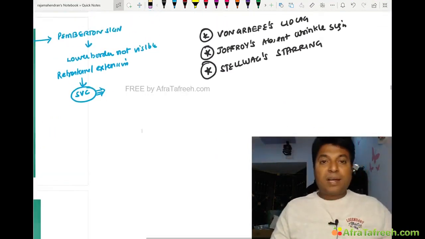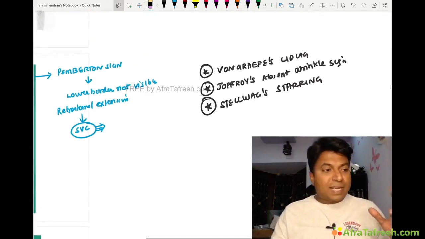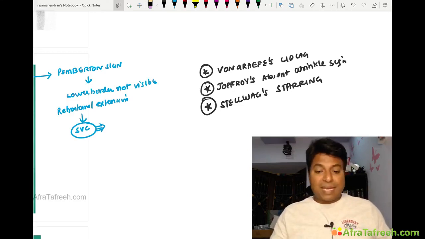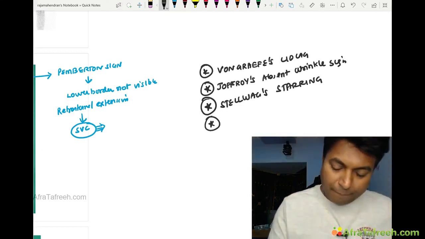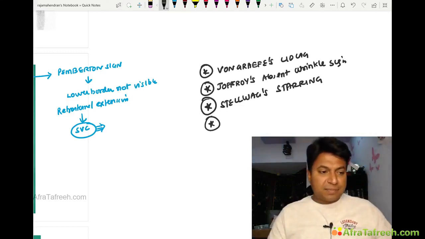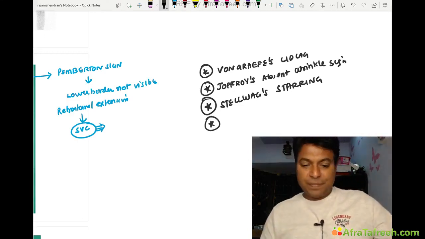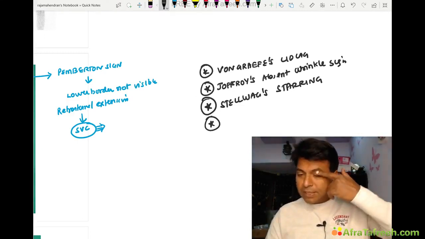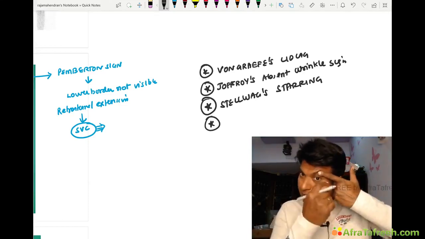So please remember Von Graefe's lid lag sign, Joffroy's absent wrinkle sign, Stellwag's staring look sign. I had another system suddenly get stuck, that's why. So Stellwag's staring look sign. In which sign will I see the upper sclera? Instead of the lower sclera, I will see the upper sclera.